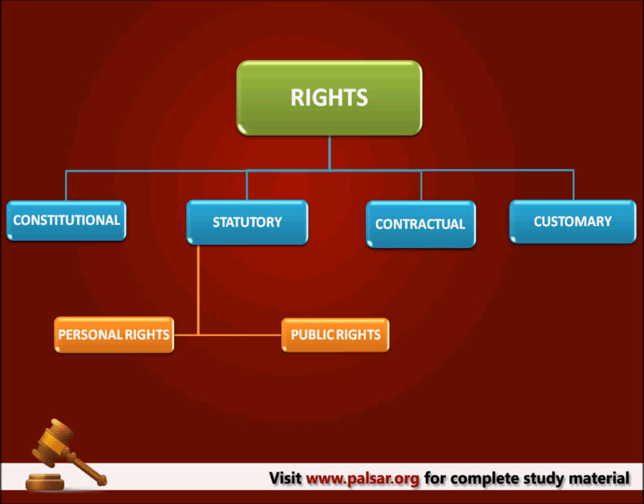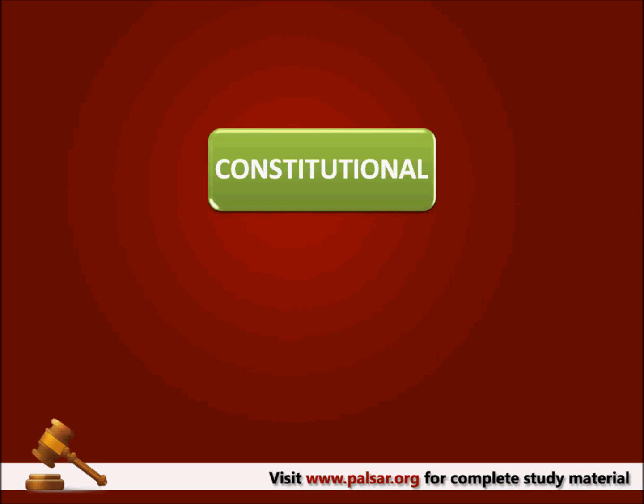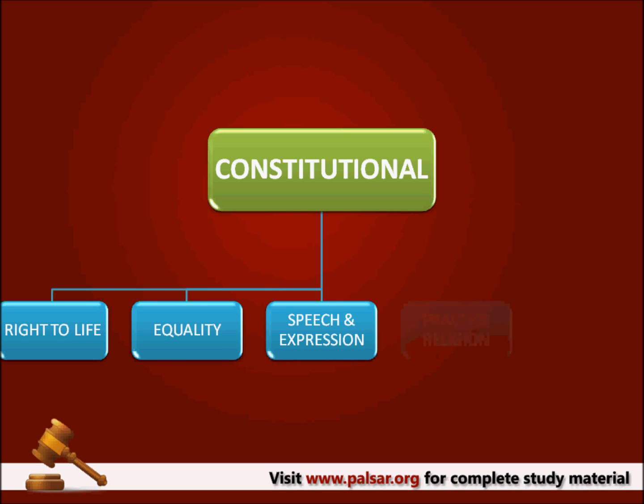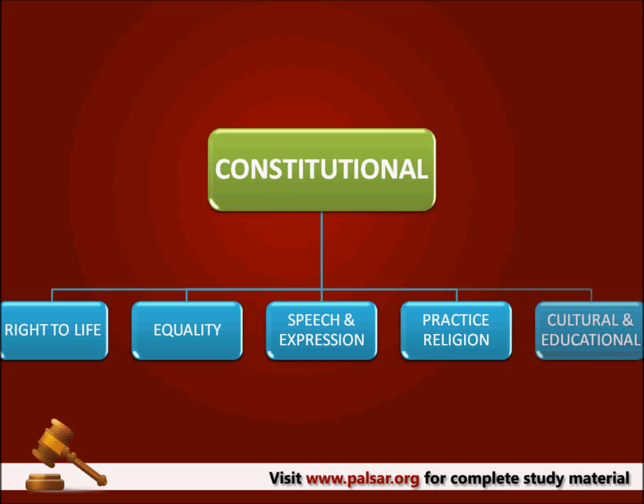Now, coming to the first method of acquiring rights, that is our constitution. Under the constitution, in the very beginning, various rights are clearly mentioned which our constitution has granted. They are like right to life, right to equality, freedom of speech and expression, and to pursue a religion of one's own choice, and cultural and educational rights. They are all rights which are recognized by the constitution itself.